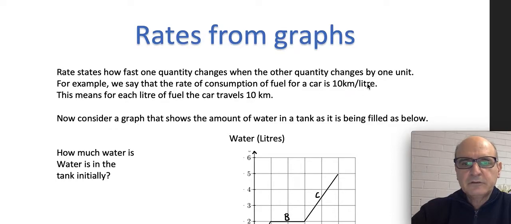What are the two quantities that we are comparing? 10 kilometers, that's the distance, and here we're talking about liters, which is fuel. So we're comparing fuel versus kilometers. As you can see, we are saying 10 kilometer per liter. In front of liter, there is no number. So that means 1 liter. So that means 10 kilometers for 1 liter.